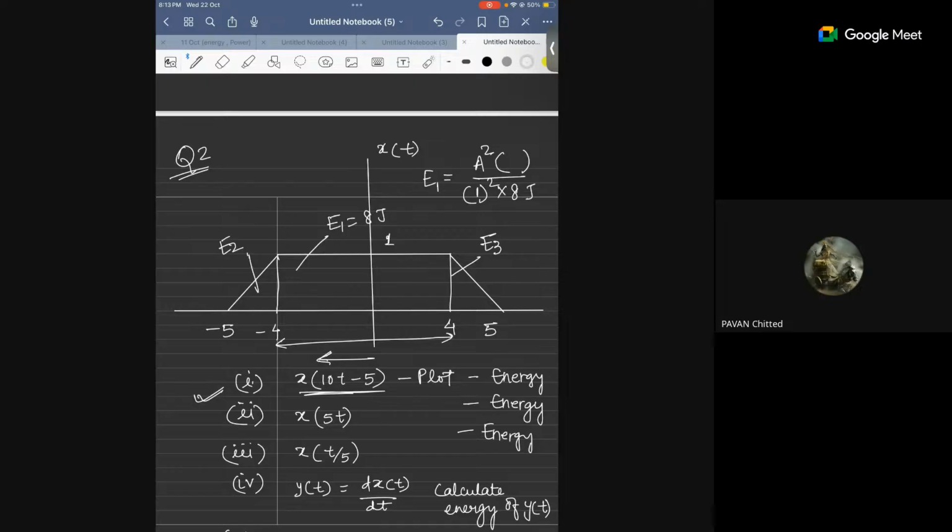Now you have to calculate for E2 and E3. How will you calculate for E2 and E3? I already told you the formula, right? 2 upon 3 A square t, correct? So if you calculate it for, for example, E2, you'll be left with 2 upon 3 times 1 times 1. So 2 upon 3, right? What will you get?